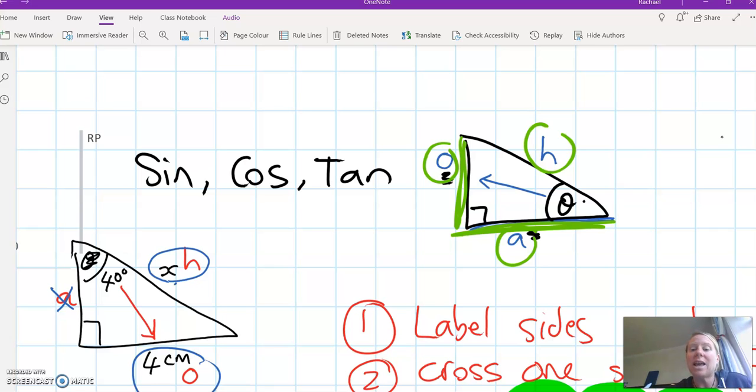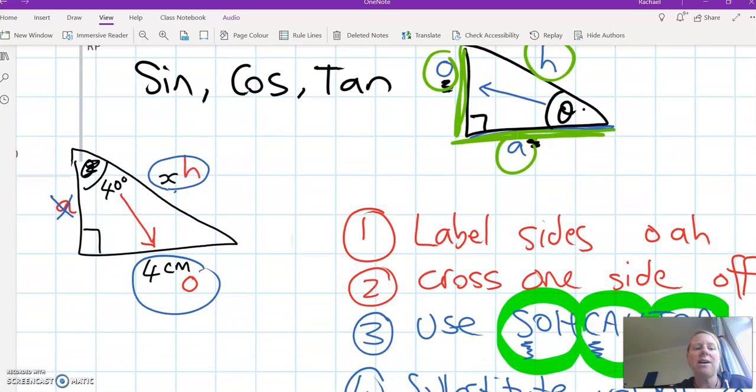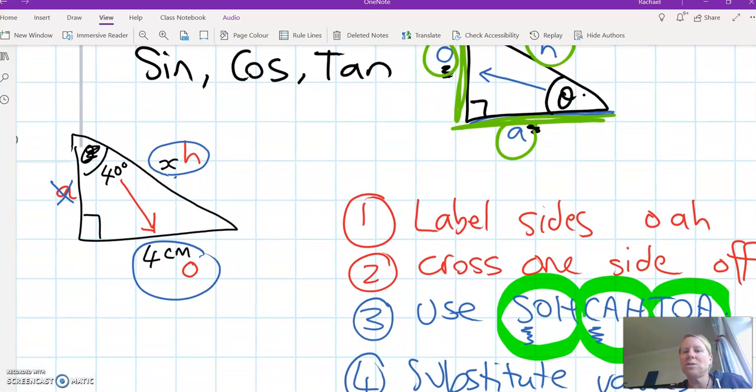It could be an angle that we've been told how big it is, or it could be an angle that we're going to be trying to find out. It doesn't matter. This labeling is still the same. So first of all, you label them O, A, and H. Now you're going to have a look at those labels and ask, which two sides do I care about? Which side do I not care about?